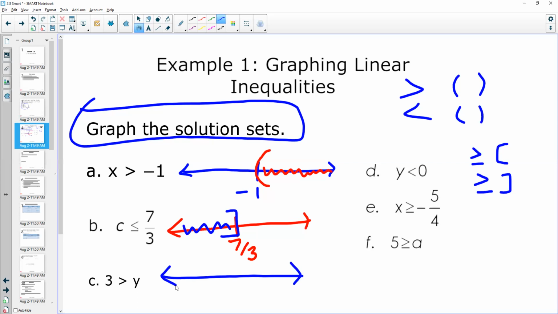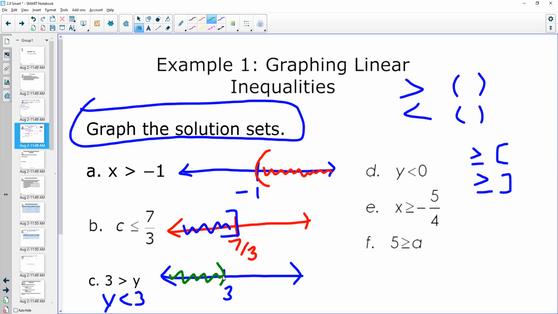This one says 3 is greater than y. So I know I'm going to put a 3 in here. And if you want, you can switch that around because if 3 is greater than y, y is less than 3. However you want to think about this is okay. I know I'm going to use a parenthesis because there's no equal sign. The y's less than 3 are here to the left. This is essentially how this works.